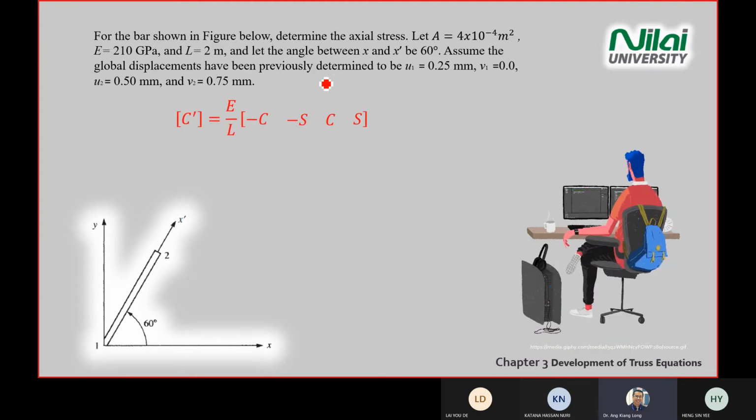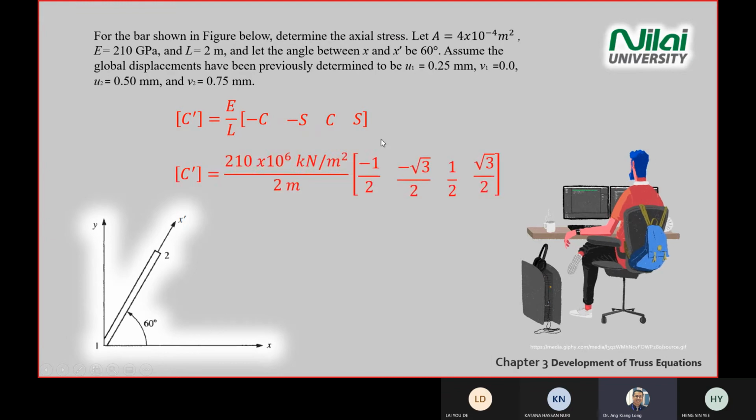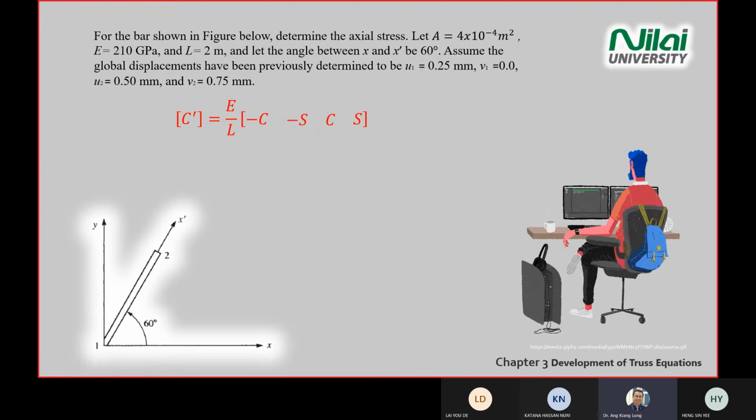So recall what your C prime is. You start with C prime equal to E over L, minus C, minus S, and C, S. This is the first equation you call up, and you start to substitute all the values.